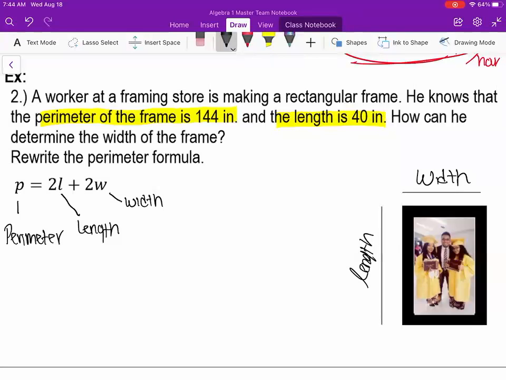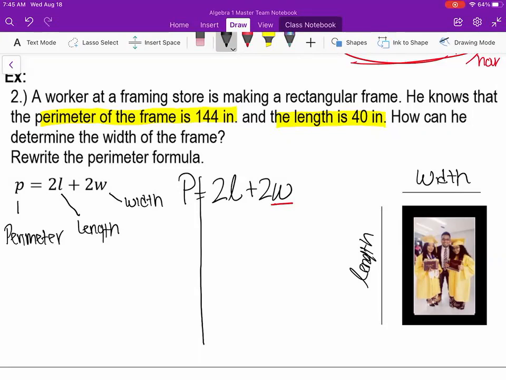Well, since the question is asking us for the width, we got to get W by itself. So we got to rearrange the perimeter formula so it gets me W by itself. Well, I got P equals 2L plus 2W. And my job right now is to get W by itself, which means that anything that is not W, we got to get rid of it and put it on the other side. Well, the first thing that I want to get rid of is the 2L.